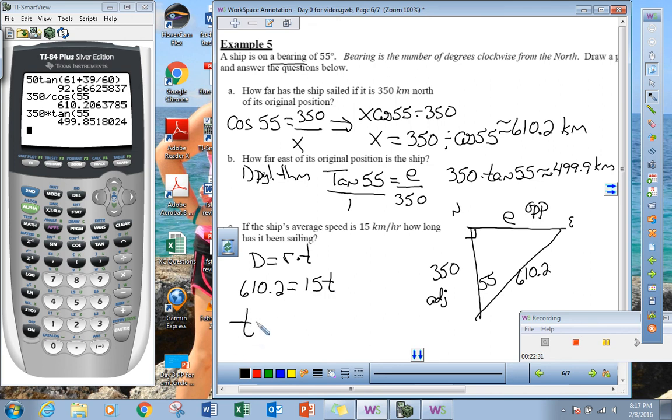So let me solve this. So I'm going to get about 610.2 divided by 15. So I know this ship's been going for about 40.7 hours. We got one more bearing problem. We're going to switch it up just a little bit, but that's going to be the steps of them.